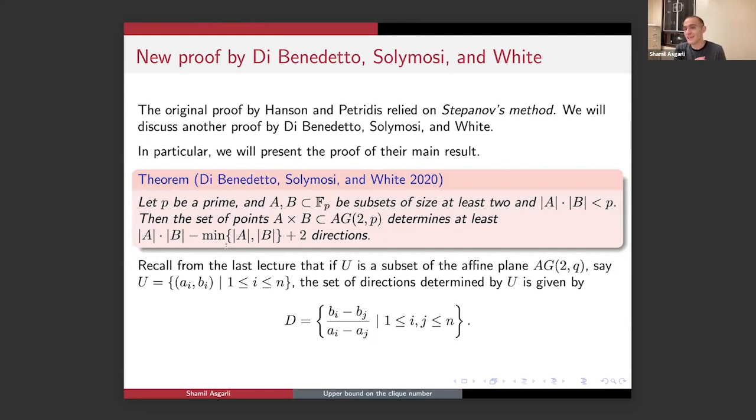That's what we want. Usually in the theory of directions, our goal is to show that a set contains a lot of directions. So that ends up being really helpful. And so here we have a really nice lower bound on the number of directions. So really the paper is about the paper de Benedetto, Solymosi, and White wrote. It's a paper that appeared in Combinatorica. And it's a combinatorics paper that's about how many directions a Cartesian product determines. And that's the lower bound they get.